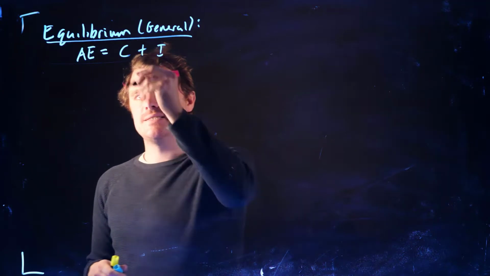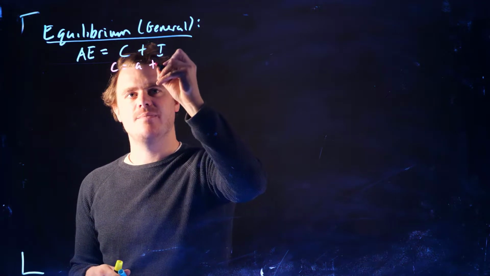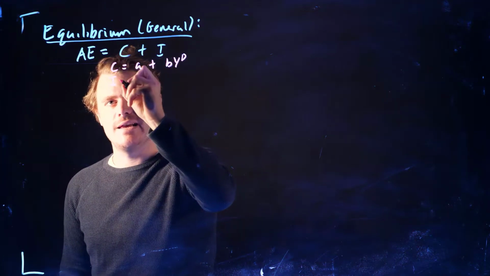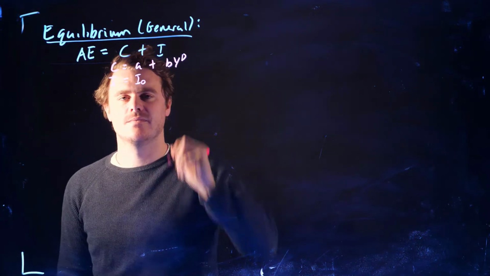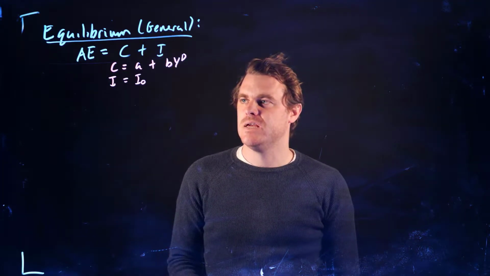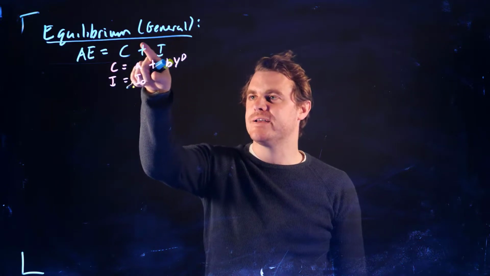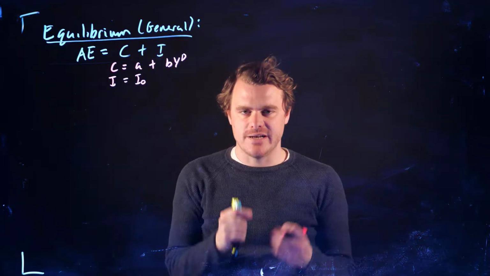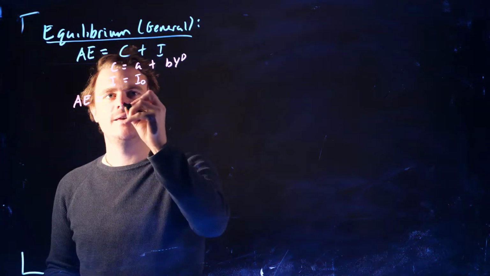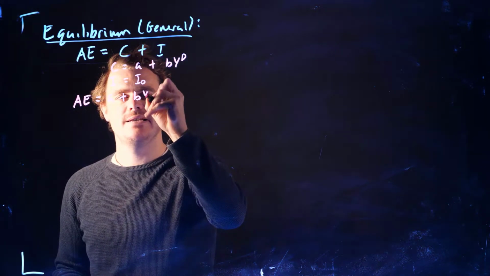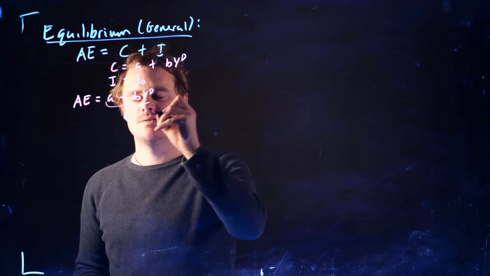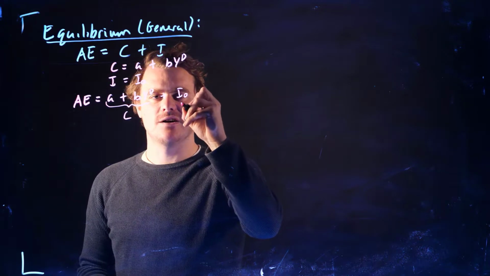And we've decided this C equals a plus b times YD. And we've decided that investment for now, or we're deriving it here, is just equal to some constant I0. So what we did is we kind of plugged these into our AE function and simplified it a bit. AE equals a plus b times YD. This was consumption. Plus I0, and this was investment.